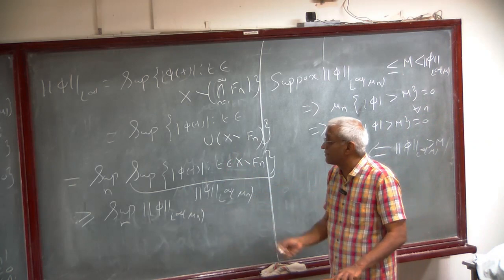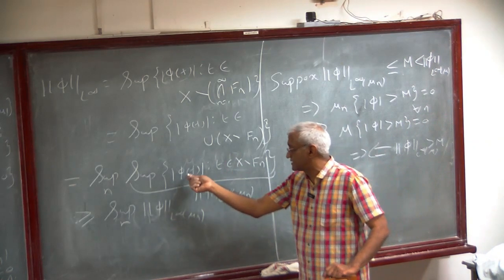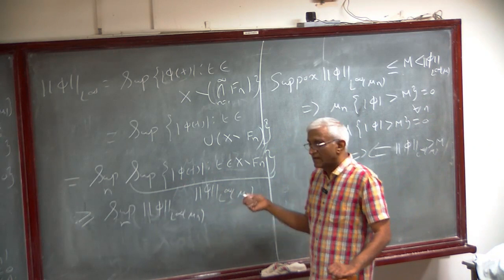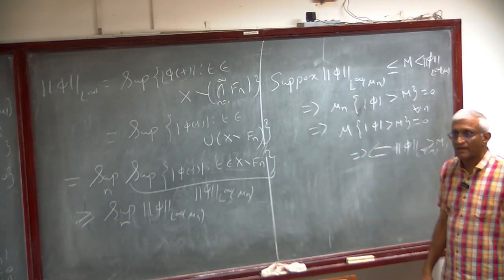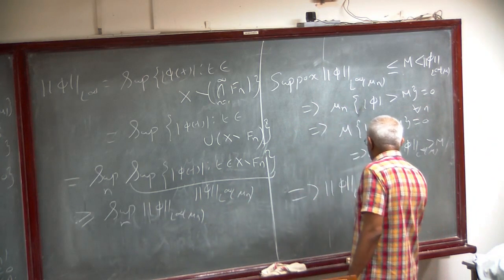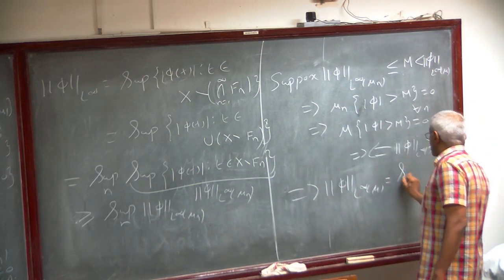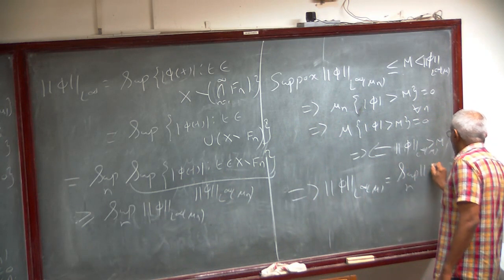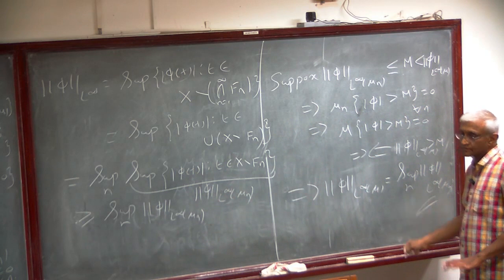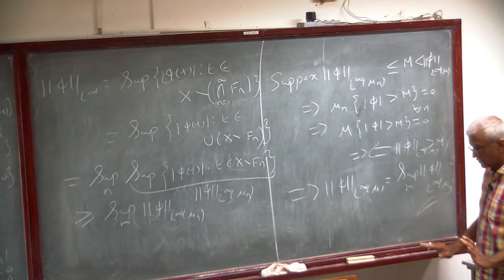I don't see why I can have a counterexample where this is not equal to this, where this is only strictly greater than this. By this argument, it's okay. So all these things imply the L infinity norm of phi is equal to the supremum over n of the L infinity norms. So this is done.